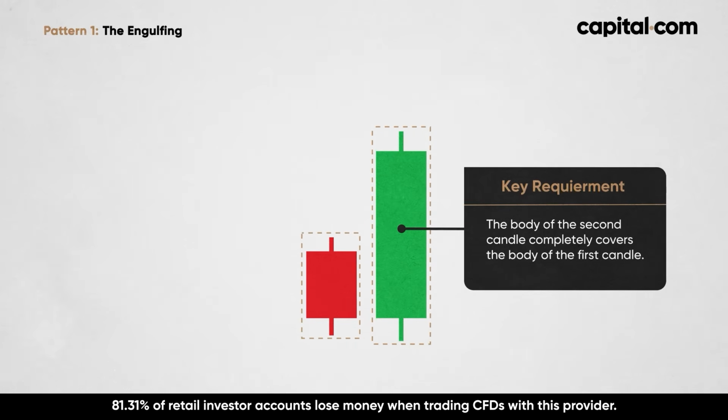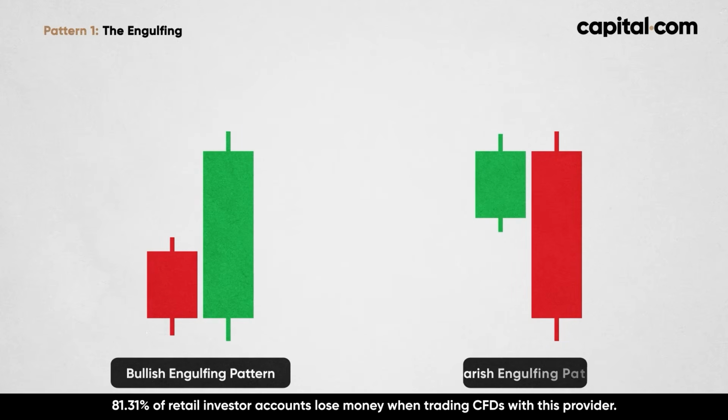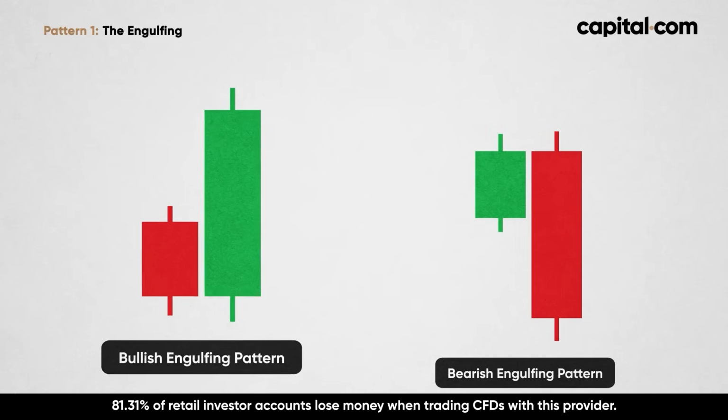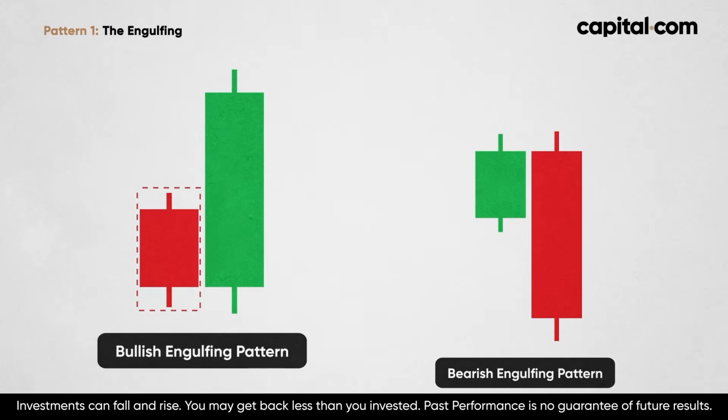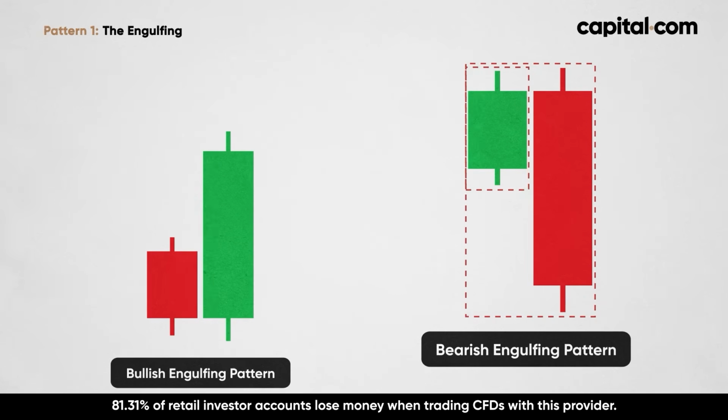The engulfing pattern consists of 2 types: the bullish engulfing pattern and the bearish engulfing pattern. In the bullish engulfing pattern, the smaller first candle is red and the larger second candle is green. The key point is that the body of the green candle fully engulfs the body of the red candle. In the bearish engulfing pattern, the smaller first candle is green and the larger second candle is red. The key point is that the body of the red candle fully engulfs the body of the green candle.